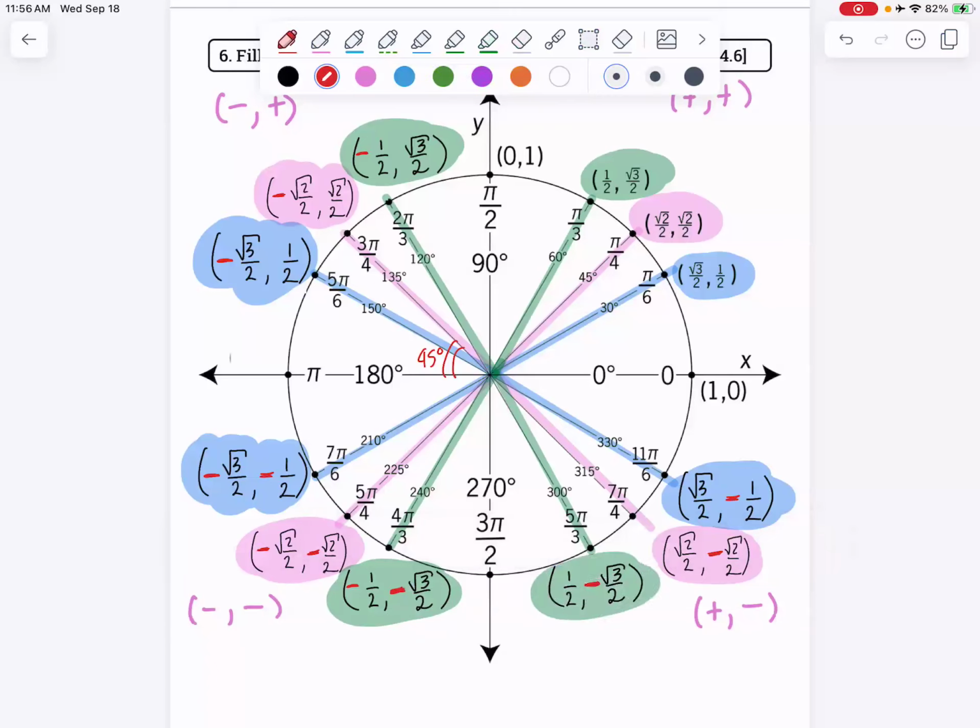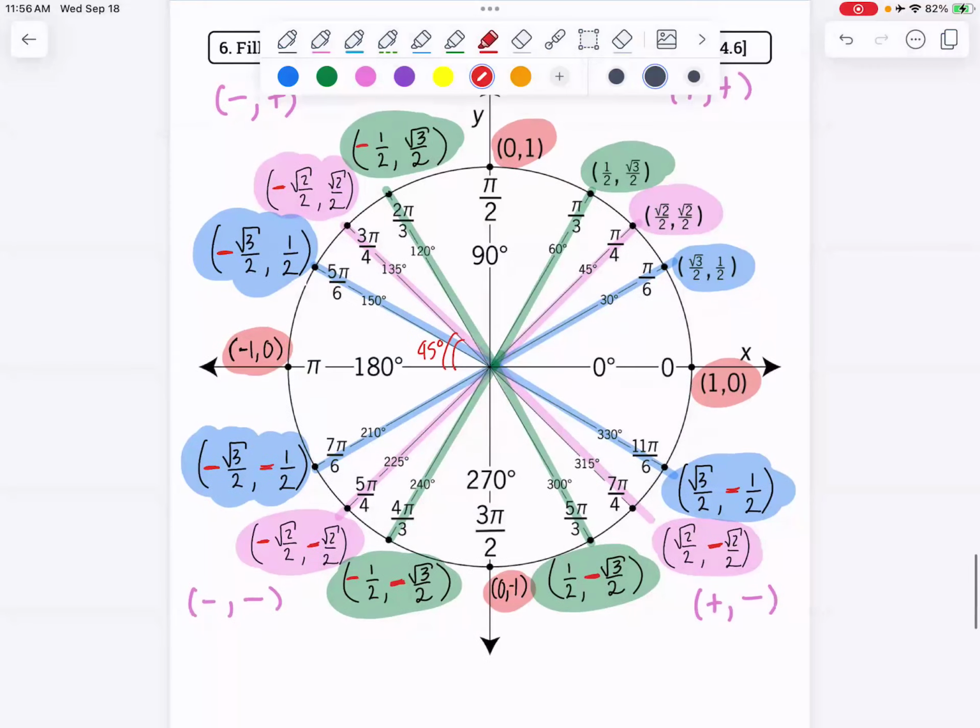And then the only thing that's missing, this point right here, is the point -1, 0. It's on the coordinate system. And then this guy right here is going to be the point 0, -1. I'll highlight those in red. And there's that. There's filling out the unit circle.